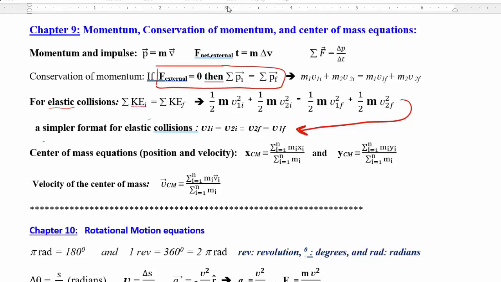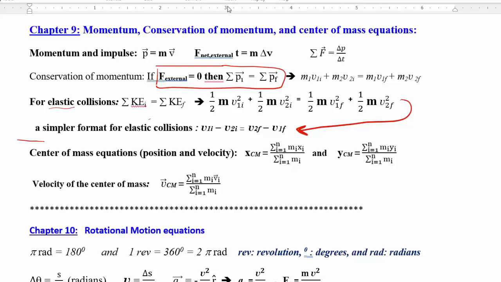The second part of chapter 9 is about center of mass, where each object has a center of mass. We can represent this object by a point mass, where this point mass is basically the center of mass of that object. And we can calculate the center of mass by adding the mass times the position of each particle in that object, divided by the sum of the masses of all those particles. And we can do it for the x-coordinate and the y-coordinate. And from there, we can find the coordinate of the center of mass.